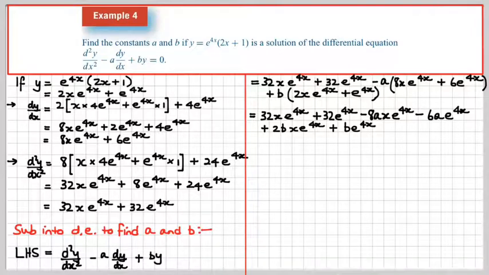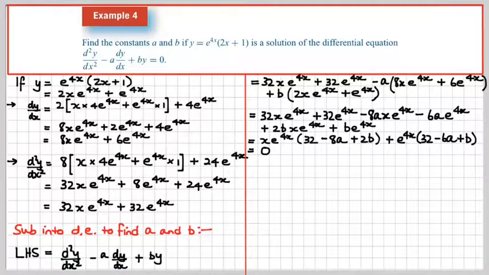Now, we've got x e to the 4x terms, and we've just got e to the 4x terms. So there's an x e to the 4x, there's another x e to the 4x, and there's another x e to the 4x. This one's just a e to the 4x, and this one's just an e to the 4x. So we'll collect them together. There's our x e to the 4x. So there was 32 minus 8a plus 2b, yes, I get that, plus e to the 4x.